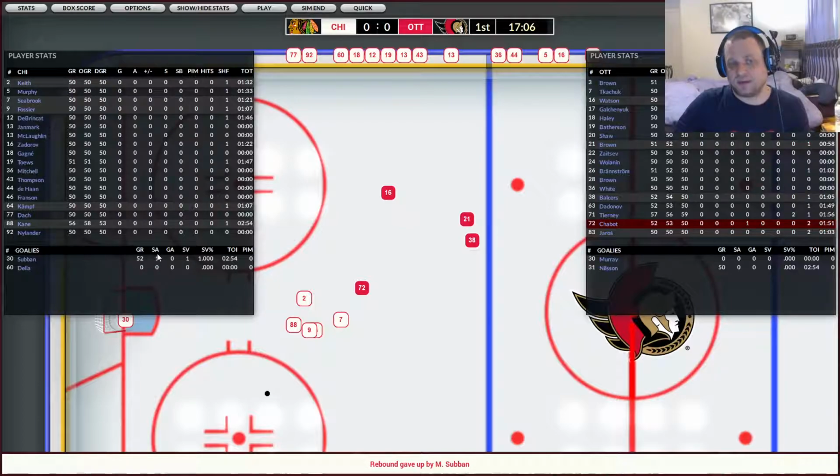SA is for shots against, so that's how many shots the goaltender faced. GA is for goals against, so how many of those went in, and SV is for saves, how many of the shots he has saved. So in this case here, he received one shot and he saved it, so he's 1-on-1 for saves. No goals have been scored yet. And then you have your save percentage. So that's a pretty important stat for a goaltender.